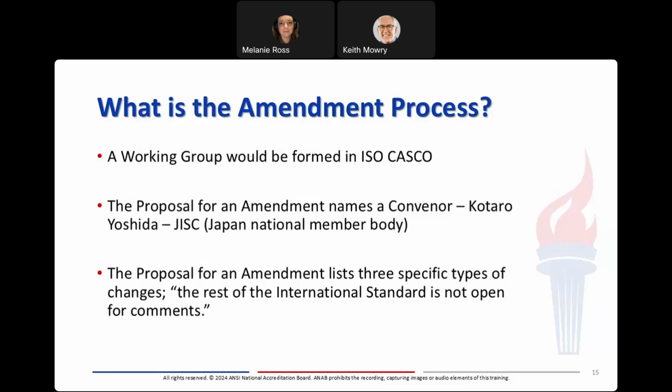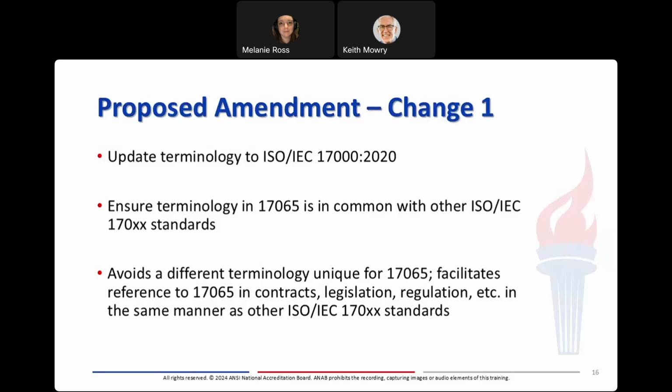And the proposal itself lists 3 specific types of changes. And so only these 3 types of changes would be made if the amendment proposal is adopted, because as the directives state, the rest of the international standard is not open for comments. So let's talk about what the 3 types of changes are in this amendment proposal. Well, they're going to sound familiar.